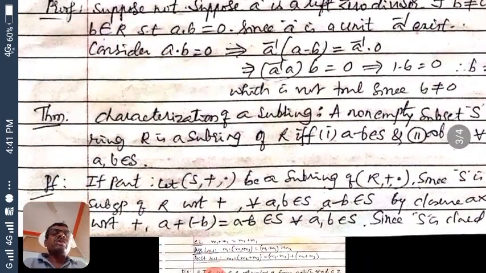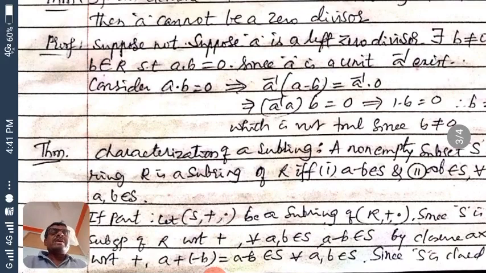Another theorem for this is the characterization of a subring. The statement is: a non-empty subset S of a ring R is a subring of R if and only if the first condition, A minus B belongs to S, and the second condition, AB belongs to S, for all A, B belonging to S. In other words, this is a necessary and sufficient condition for a subring. That is an important property.